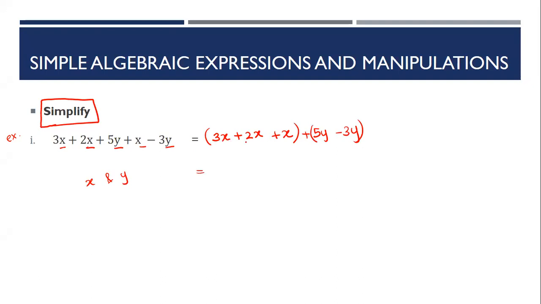So here 3x plus 2x plus x means this is 5x, and here 6x plus 5y into 3 minus 3y is 2y. So likewise we can simplify.